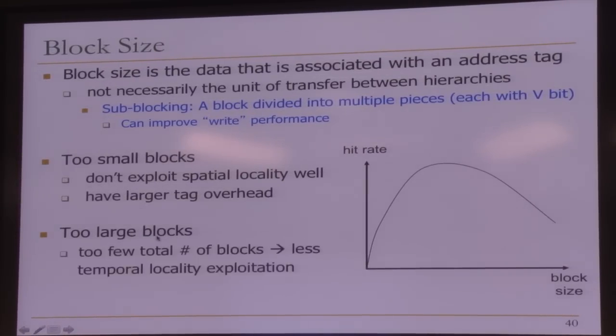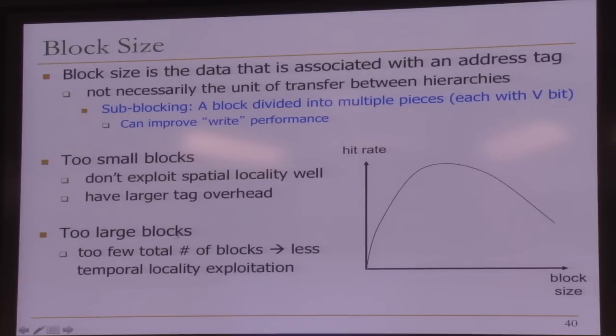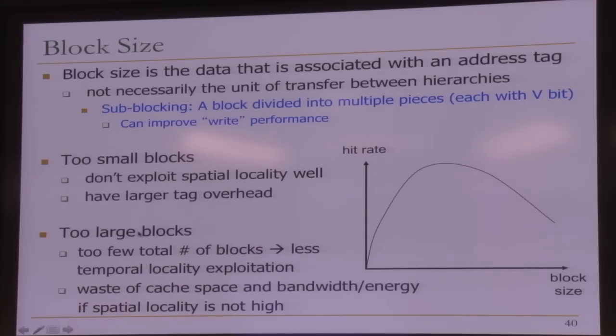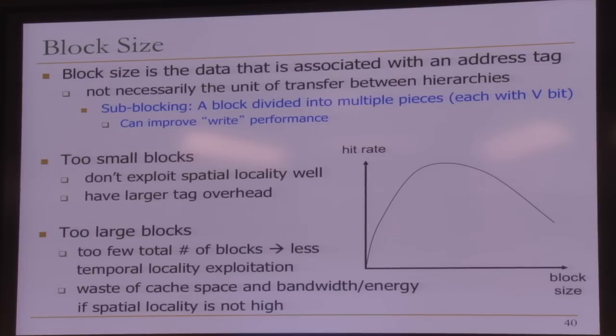If you have too large blocks, well, now you have a fewer number of total blocks, right, assuming the same cache size. As a result, you can exploit temporal locality less, perhaps. Again, this depends on your access pattern. But the upside is your tag store overhead is low. And you also waste cache space and bandwidth if spatial locality is not high, right? If you design a cache that has large blocks, you're really hoping that your spatial locality is high. If that's not true, there's no reason to design a cache with large blocks. Does that make sense?